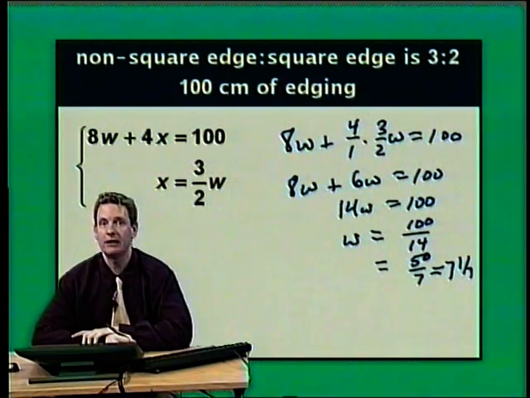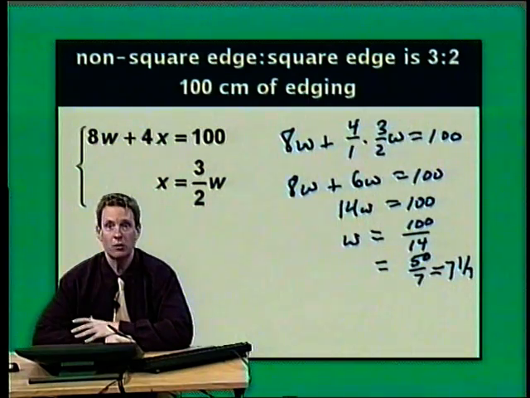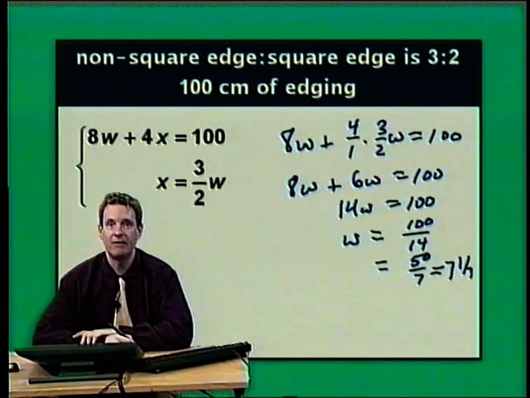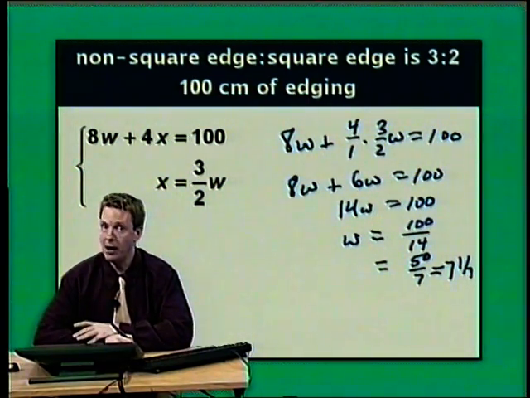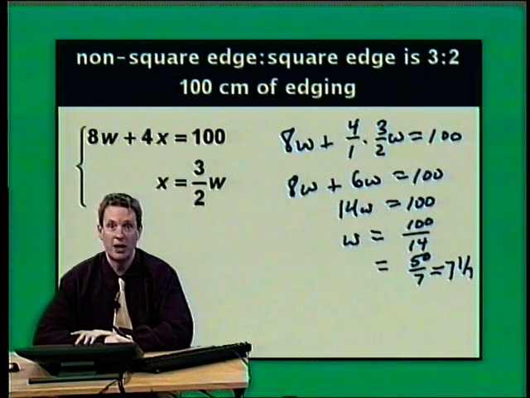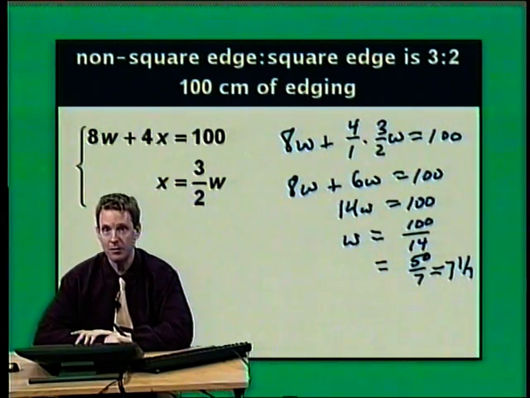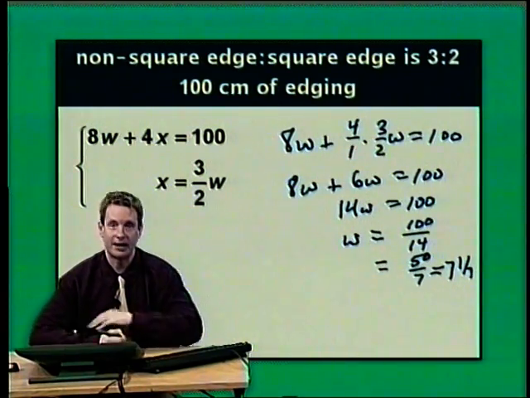W is the length of each edge of the square side, and it's measured in centimeters. So what we're saying is W should be 7 1/7 centimeters. I don't know about you, but the last time I looked at a meter stick, my centimeters were not broken evenly up into sevenths. So I think it would be appropriate to change this answer into decimal form. So let's check out what the decimal is.